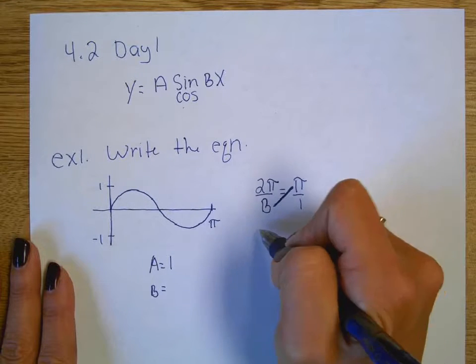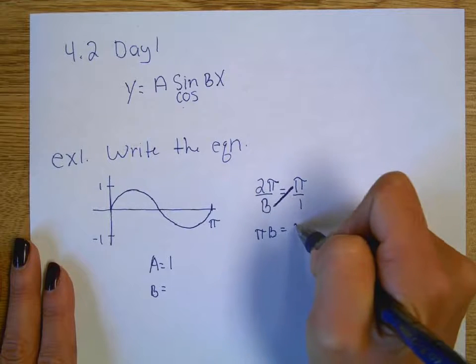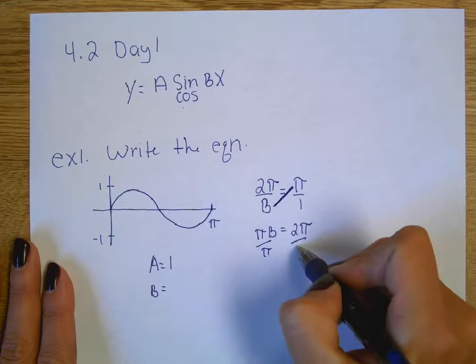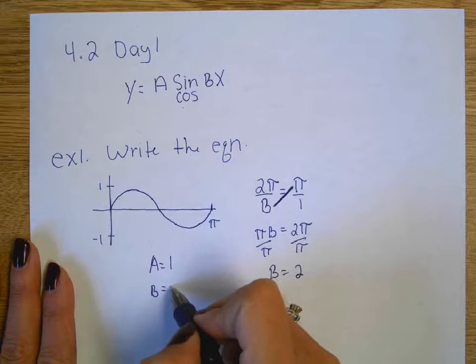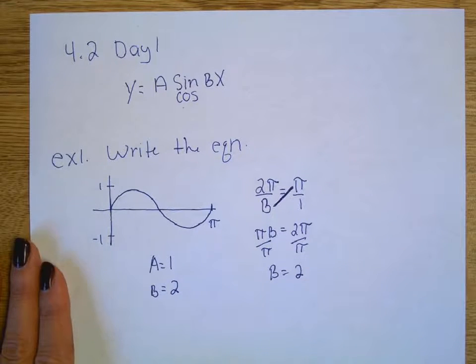So I'm doing cross products here. Pi times B equals 2 pi times 1. If I divide by pi, what's my B? 2. With those two pieces of information now, can you write the equation for that graph right there?